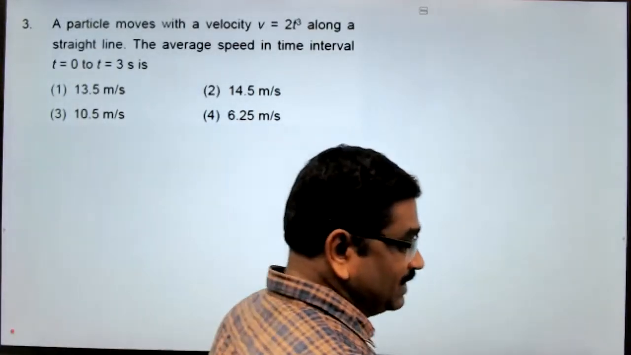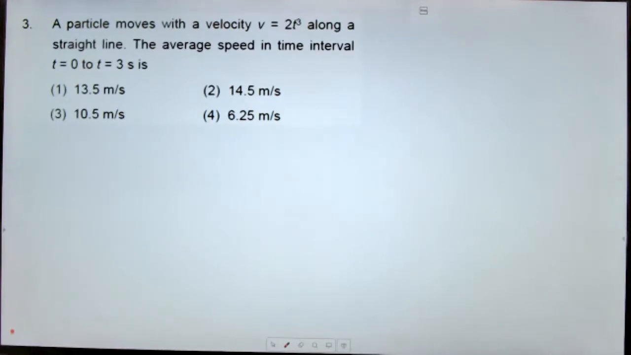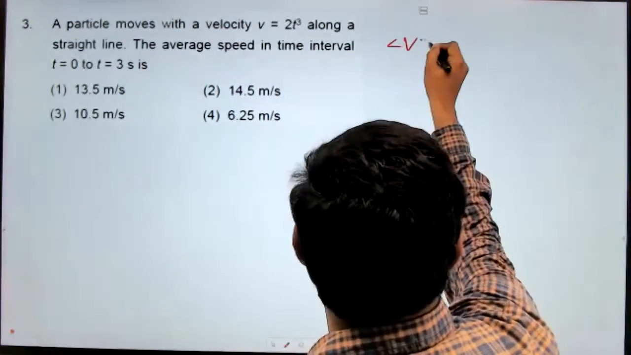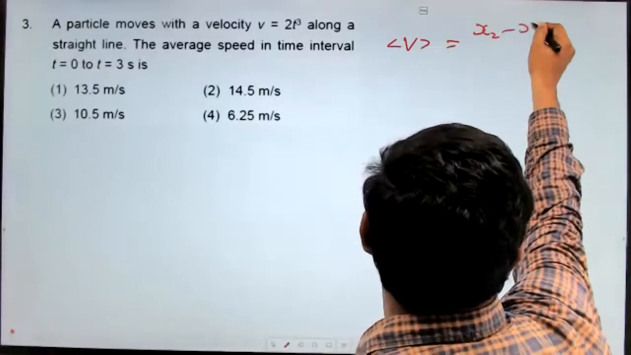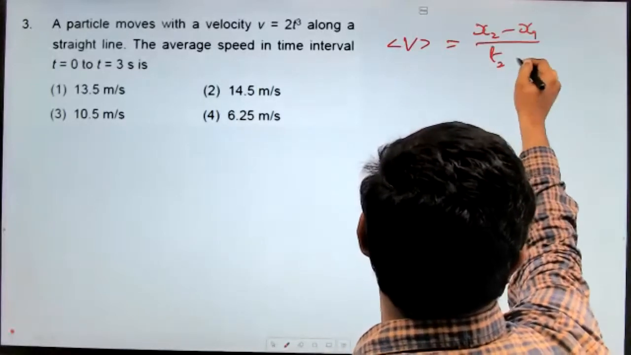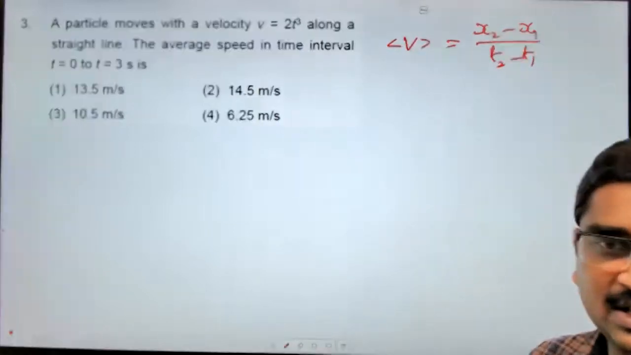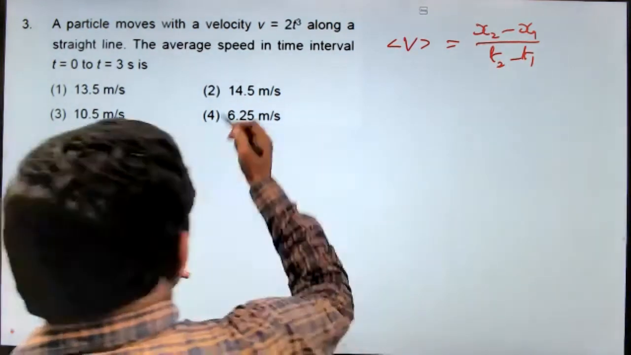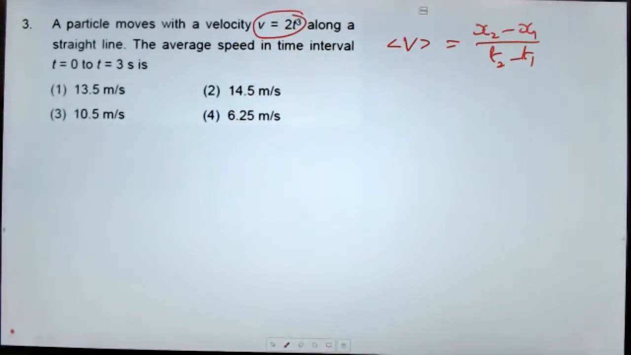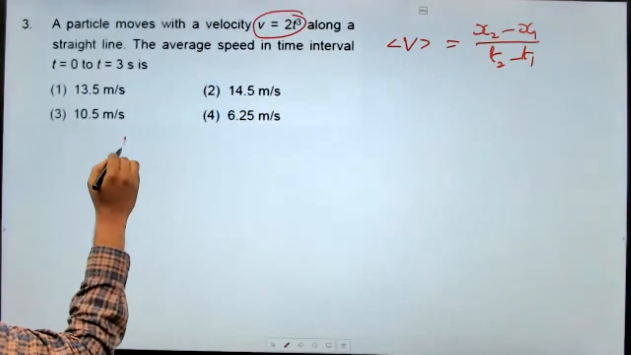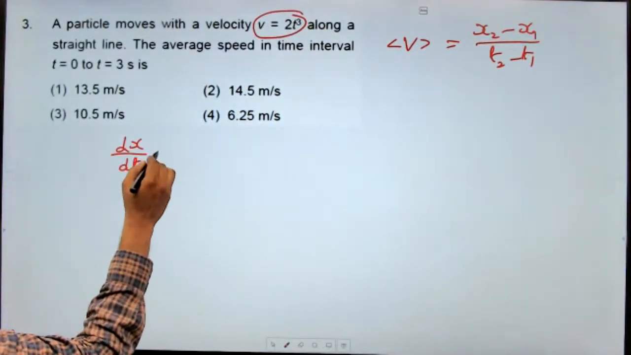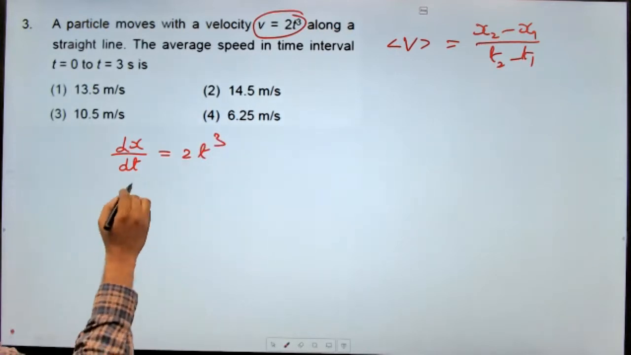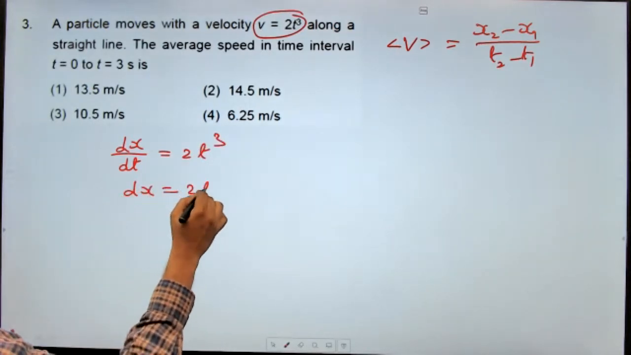Next one. So velocity is given as 2t cube in a straight line. Then average speed. The average velocity formula is V average equal to total displacement by total time, or x2 minus x1 by t2 minus t1. Now here velocity is given, not displacement. To calculate displacement, you have to integrate. So velocity can be written as dx by dt equal to 2 into t cube. So dx equal to 2t cube into dt.